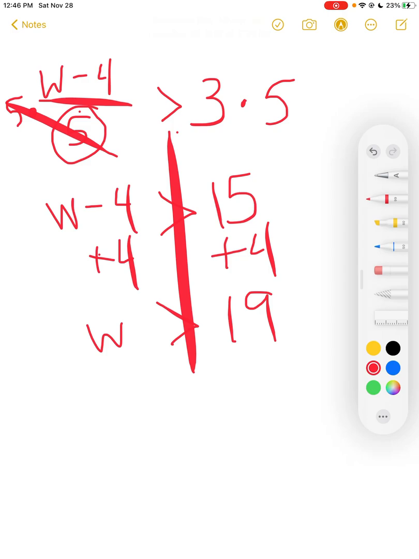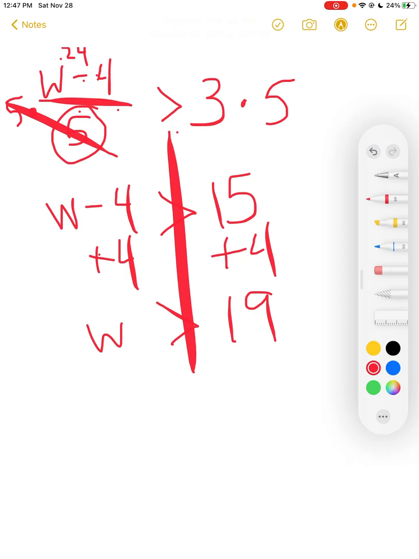Remember, you can always go back in and check your work. Find a value that is greater than 19 and go plug it in to see if it'll work. Let's say I pick 24. I know that's greater than 19. 24 minus 4 is 20, and 20 divided by 5 is 4. Is 4 greater than 3? Yes, so I know I'm correct.